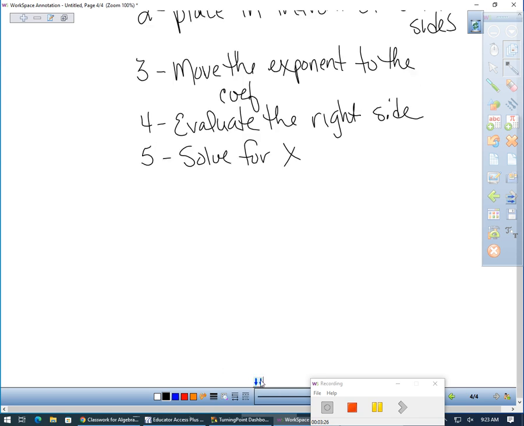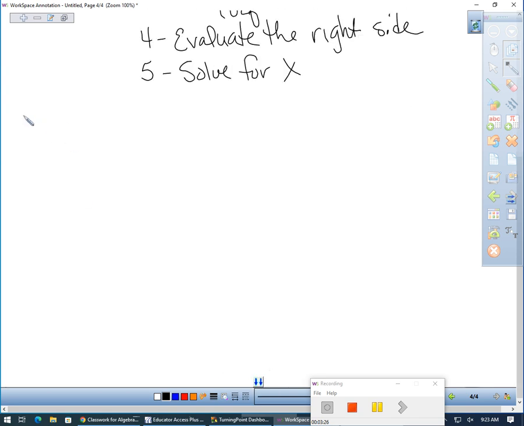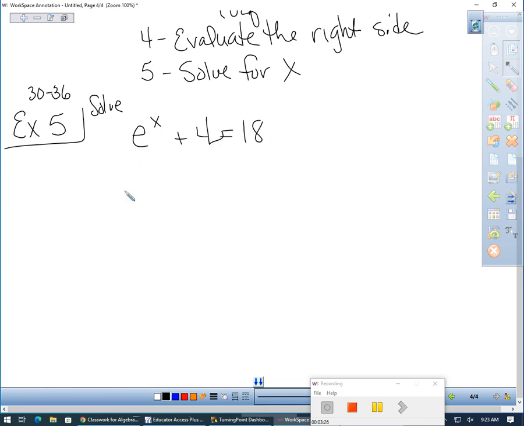So here is example number 5 today. Here, I'll even give you a little reminder. This is 30 through 36 if you're referring back to it. I want you to solve e to the x plus 4 equals 18. I need to get this e to the x term by itself. So I'm going to start by subtracting 4 from both sides. So I have e to the x equals 14.